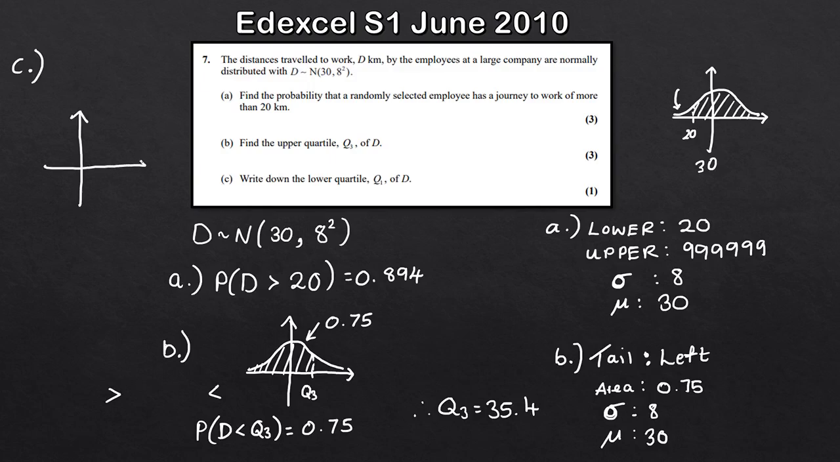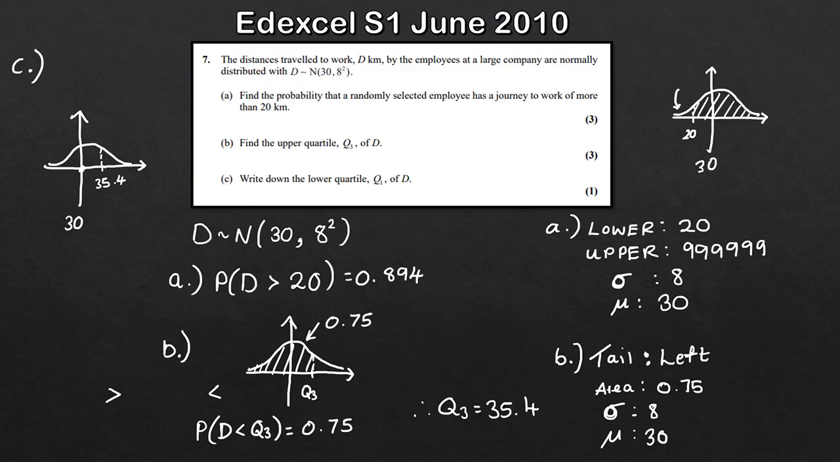We just draw what this looks like. Again, our bell curve. It's a really bad bell curve, but you get the idea. So this is our mean here, symmetrical about the mean, which is 30 in this case. So we got for Q3 that this was 35.4. Okay. So this distance from the mean to our Q3 will be the same from the mean to Q1.